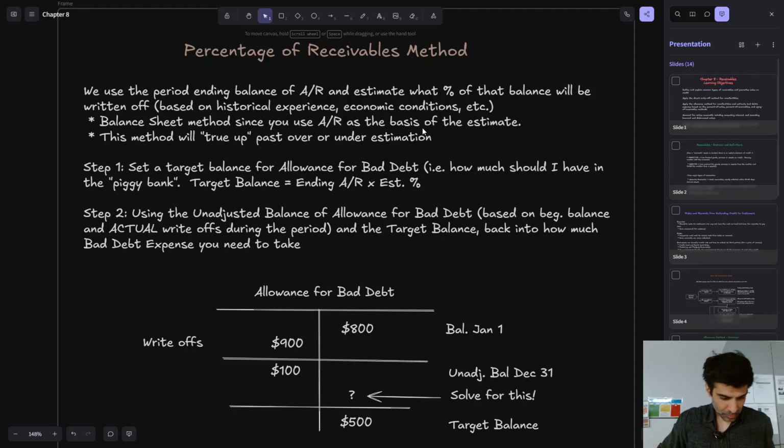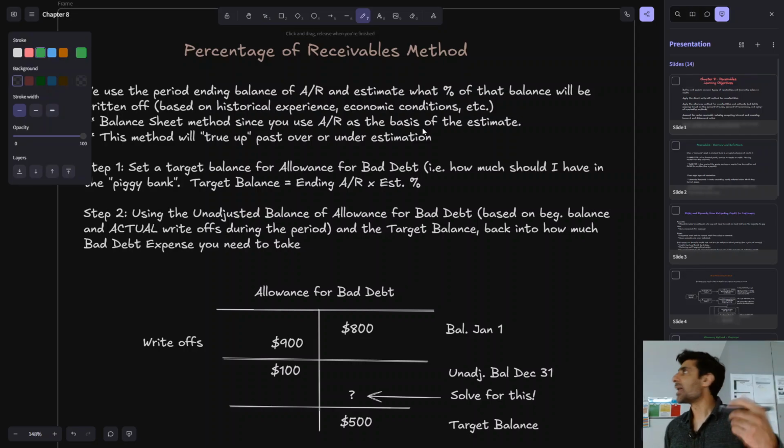Okay, so that seems a little more reasonable because, again, a lot of the credit sales that you generated in a period, you've probably already collected. So it seems more reasonable to me to just look at the end of the period, what is your account receivable balance? Okay, some percentage of that is going to be uncollectible.